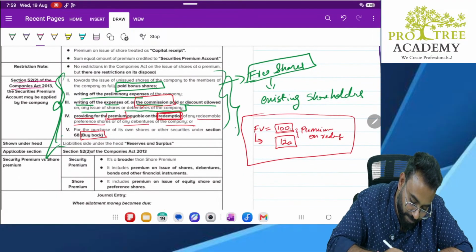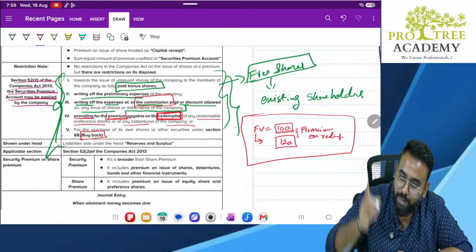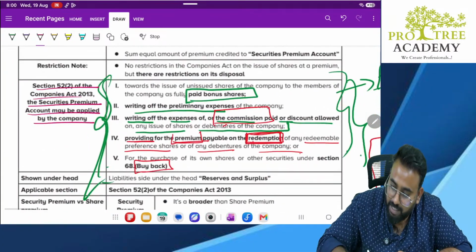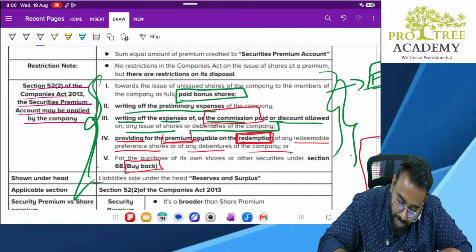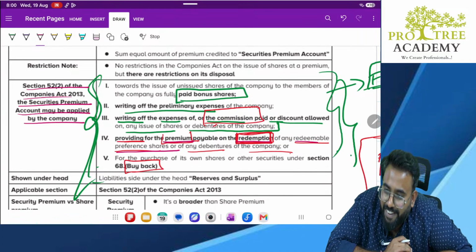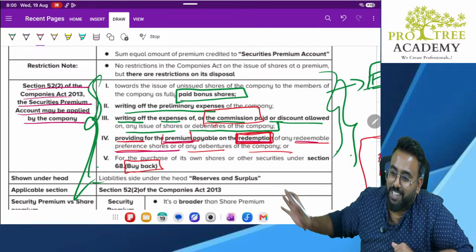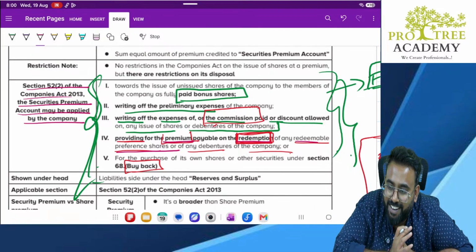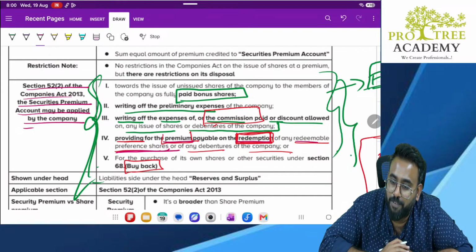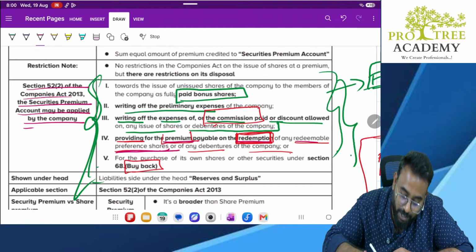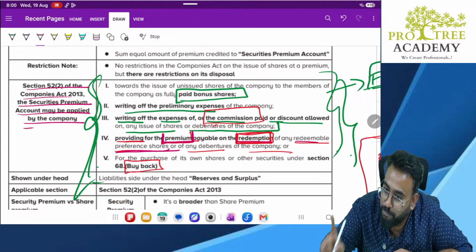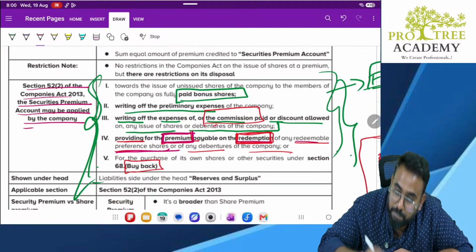Section 52(2). The security premium account may be applied by the company for providing premium payable on redemption of any redeemable preference shares. Sir, you just said security premium is not used. But here they are telling it is allowed on redeemable preference shares. Look here, wordings are important. Only premium payable on redemption of preference shares. So any premium is paid on redemption.